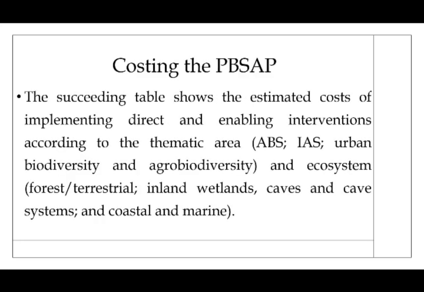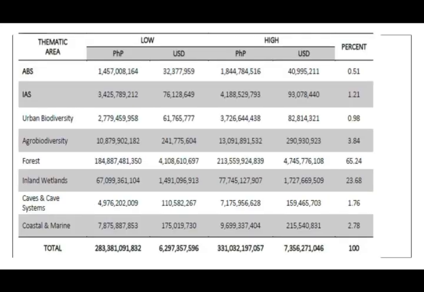This slide presents the costing of the PBSAP. The succeeding table shows the estimated cost of implementing direct and enabling interventions according to the thematic area: ABS, IAS, urban biodiversity, and agro-biodiversity, and ecosystem, forest or terrestrial, inland wetlands, caves and cave systems, and coastal and marine. Here it is, let's watch.